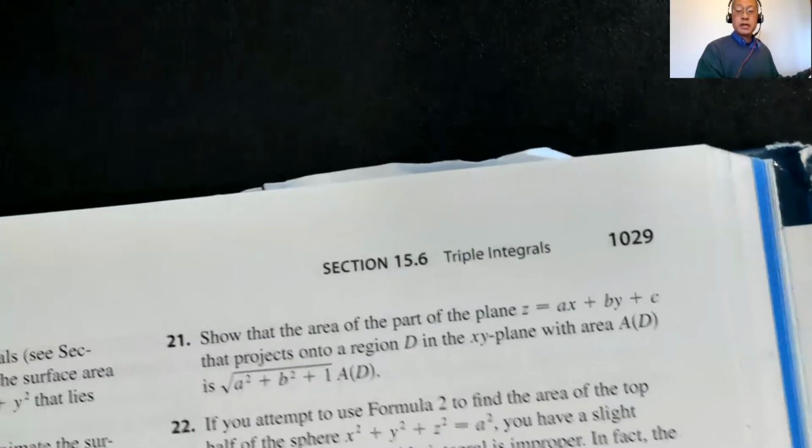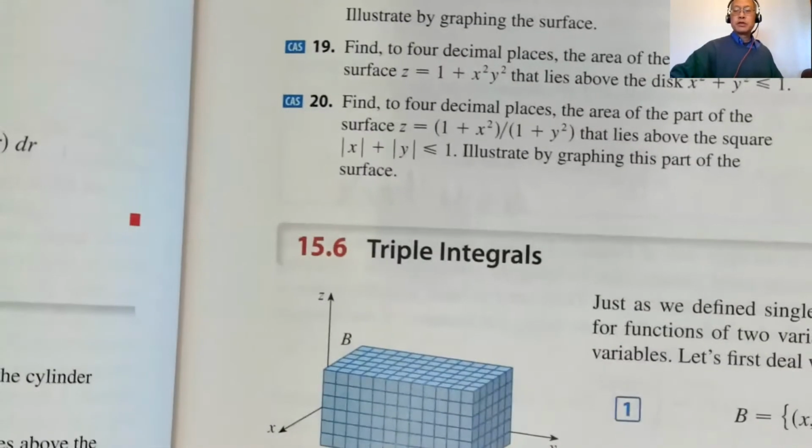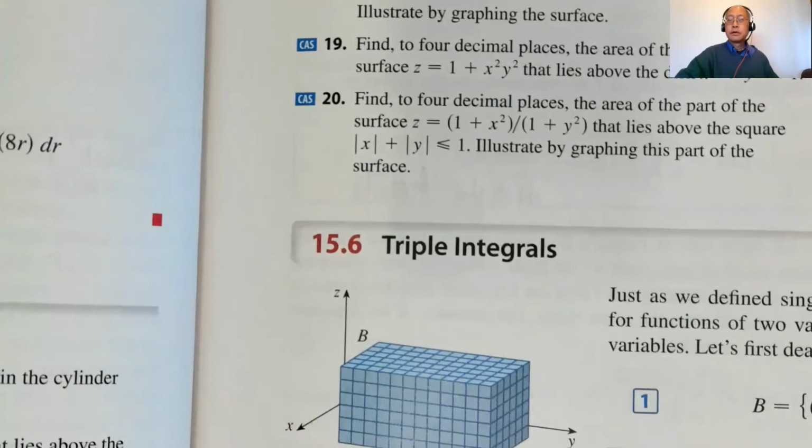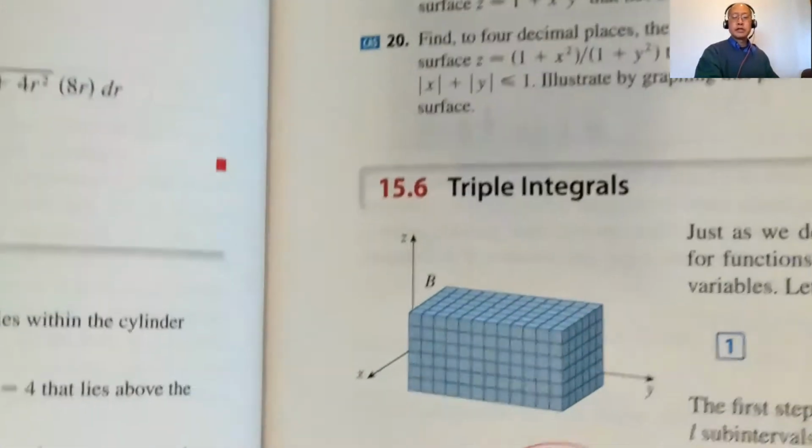This is section 15.6 on triple integrals. Some of these can get really long, as you might guess. Page 1029, 15.6, triple integrals. So we're integrating over a three-dimensional region.